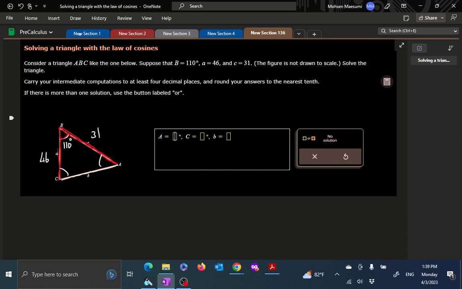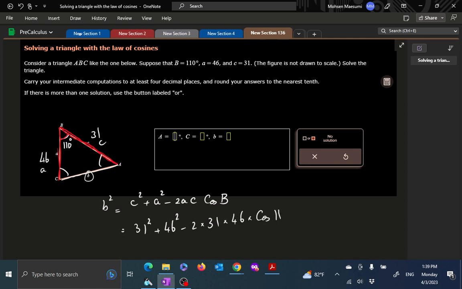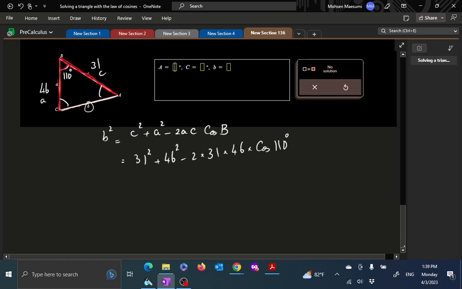Now we had B squared is C squared plus A squared minus 2AC cosine of B. So my B squared is therefore, this was C and this was of course A, 31 squared plus 46 squared minus twice 31 times 46 times cosine of 110. So I'm going to go ahead and enter that on my calculator, see what I get.